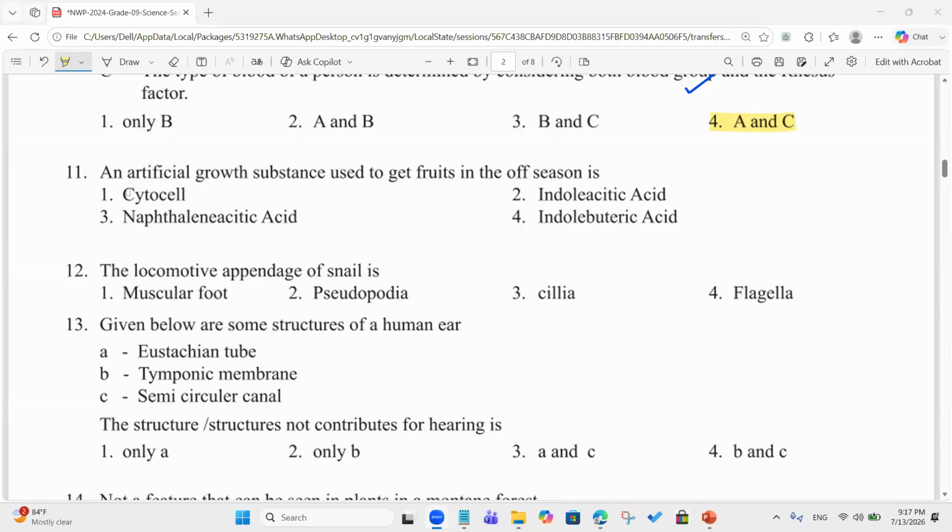Yes, that's correct. Cytosol is the answer, right? You may remember the place where we learned these things. We learned about plant growth substances, right? Under plant growth substances, we learned this fact, right?